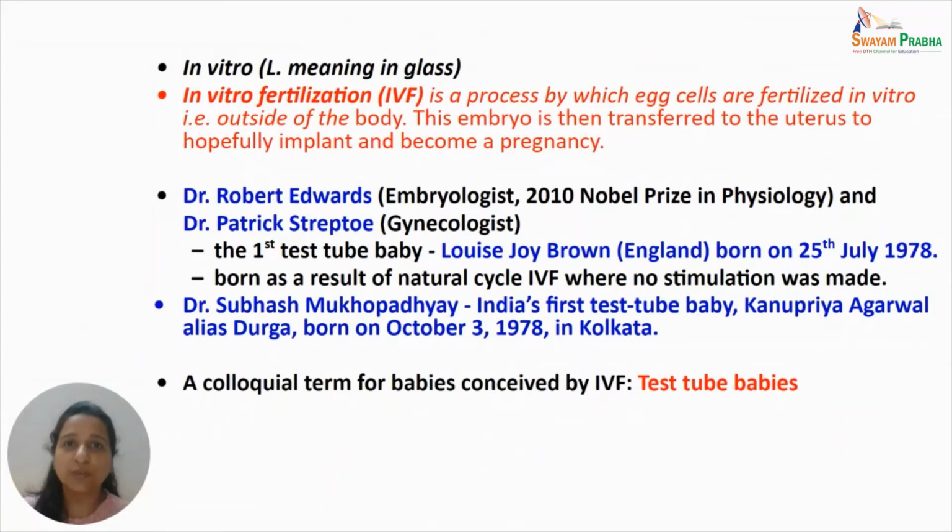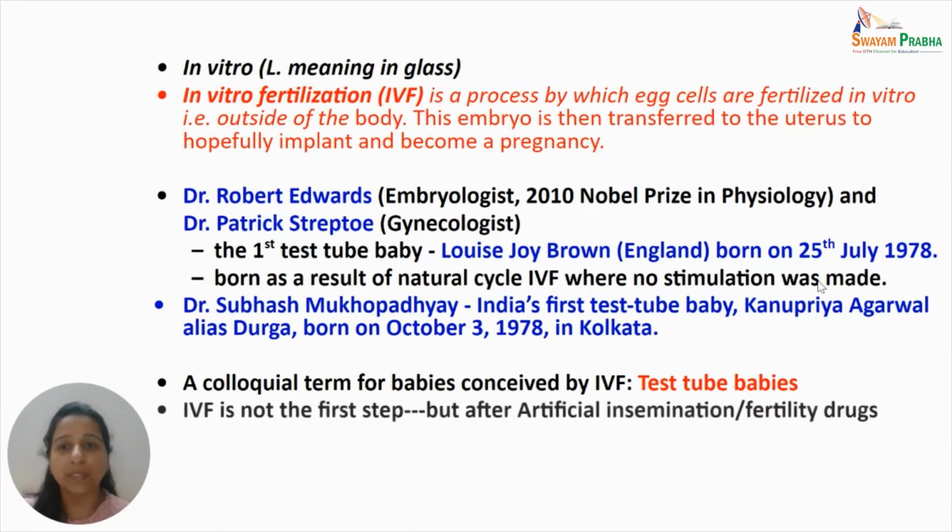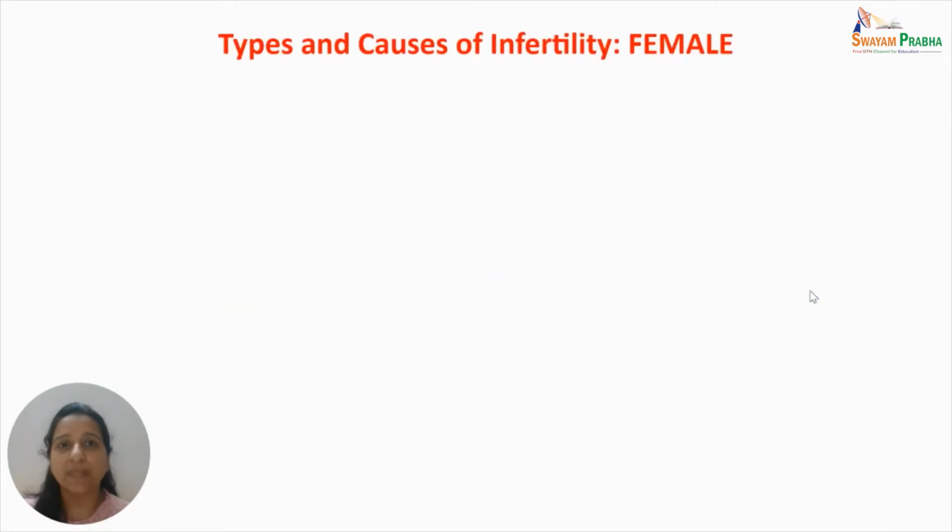The term used for babies produced by IVF is test tube babies. Though actually the babies are not produced in a test tube, it's only the fertilization step that is done in a petri dish, and subsequently the successful embryos are transferred into the uterus of the mother, where they complete the rest of their embryonic development. IVF is also not the first step that infertile couples go for. Initially, the couples are suggested artificial insemination or certain drugs which may enhance fertility.